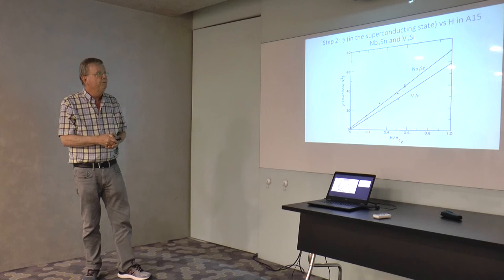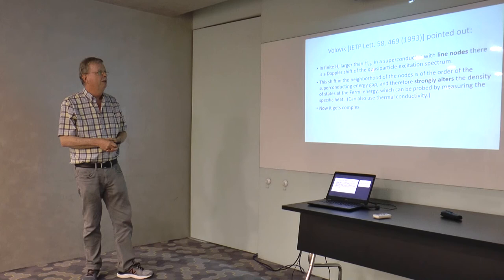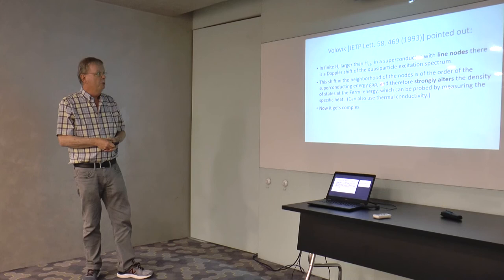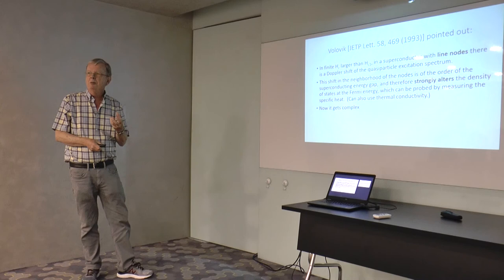Okay, so all of these more complicated ways of figuring out pairing symmetry go back to theory. This is a theory from Volovik. He pointed out that if you're in a superconductor with line nodes, there's a Doppler shift of the quasi-particle excitation spectrum, and this Doppler shift is pretty big. It's of the order, in the neighborhood of the nodes at least, of the energy gap. And therefore, this Doppler shift strongly alters the density of states. And unless you're clumsy, you ought to be able to see that in this specific heat. Okay? So that's another method for showing nodes.